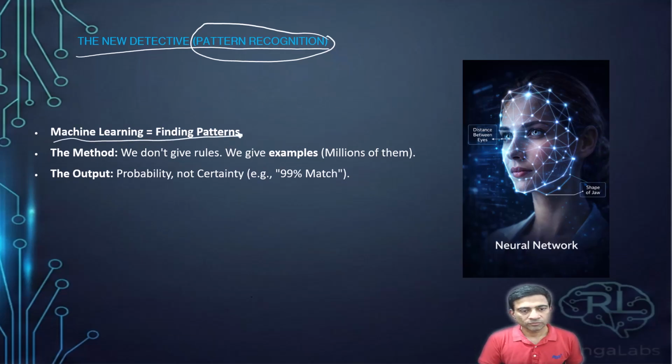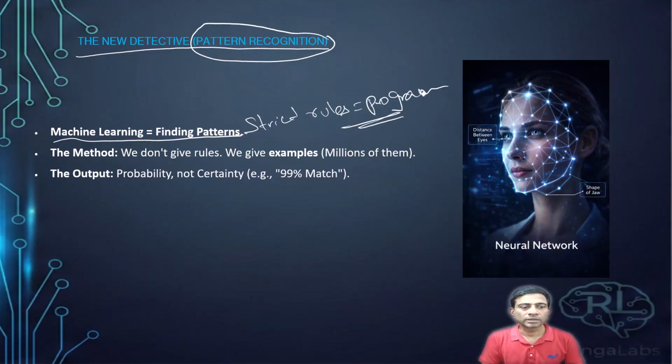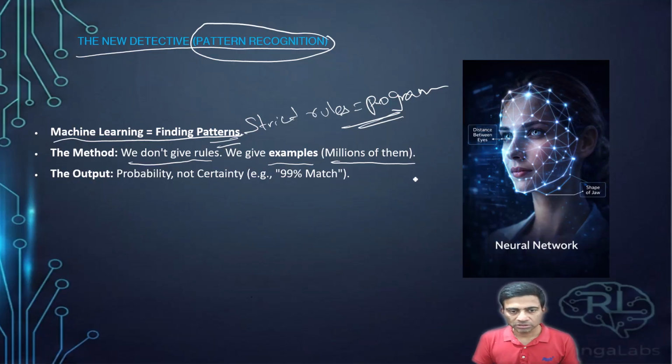What we saw in the last slide, programming was strict rules. Programming is equal to rules. But machine learning is finding patterns. We don't give rules at all to machine learning, we give examples, that too millions of them. Okay, if you need the machine learning algorithm to understand what you're trying to tell, you give the example.